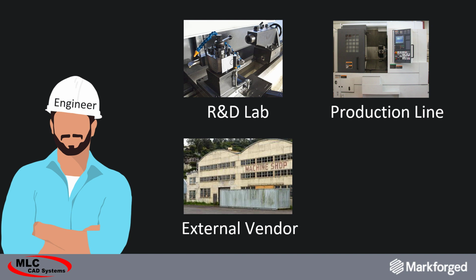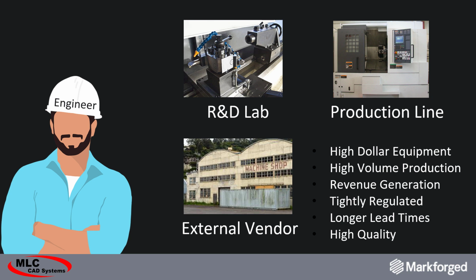Then you've got your full production system. You've got a bunch of different production lines, but on that production, you've got high dollar equipment. You've got high volume production. This is where your money is being made. Right? There's a lot of opportunity cost there.